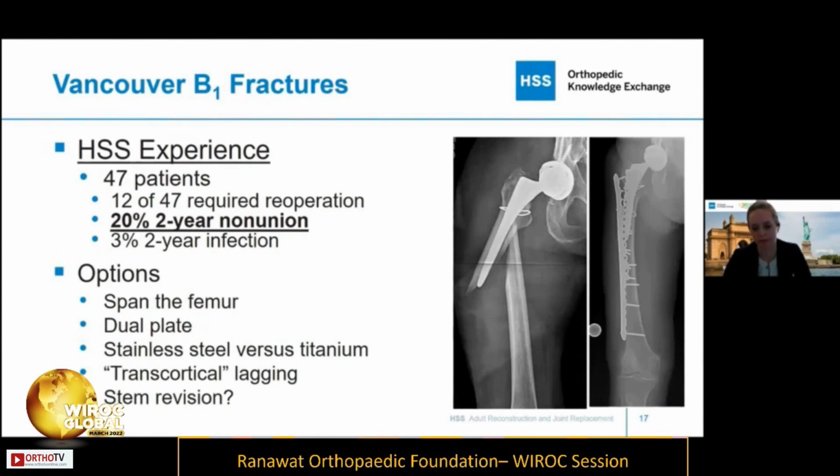Like I said, B1s are the stable stem where you try to fix them, with a very high rate of non-union. I think that's because of the varus deforming forces. So I'm going to go over a case of this and lessons that I've learned from my own failures. What I do now is I span the entire femur. I double plate them when I can. I use a stiffer plate whenever possible. I try to lag things when I can. And if it's a really, really tough pattern, I'll consider even revising the stem.